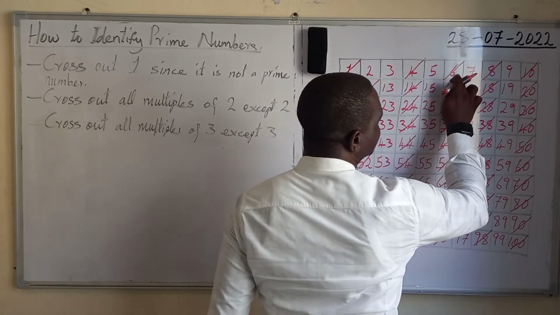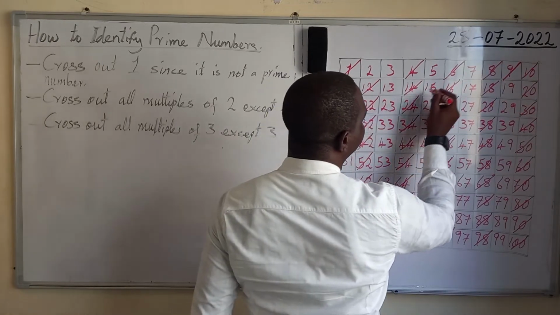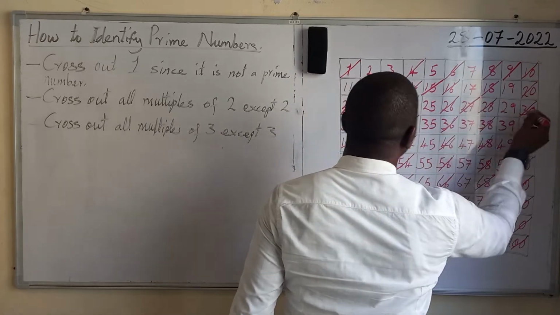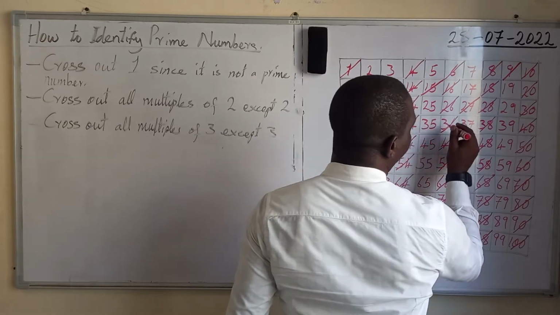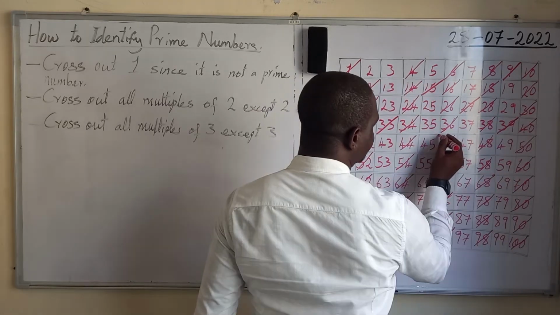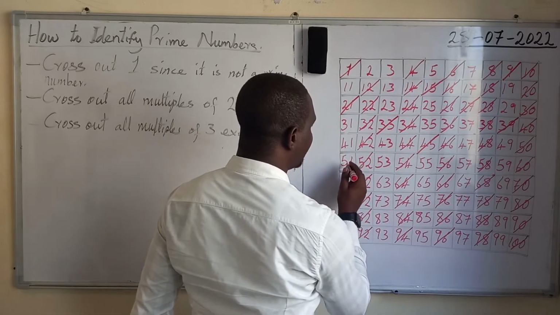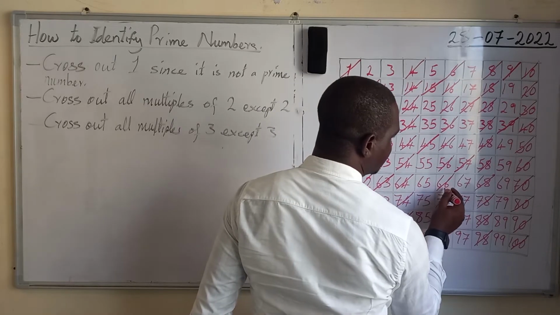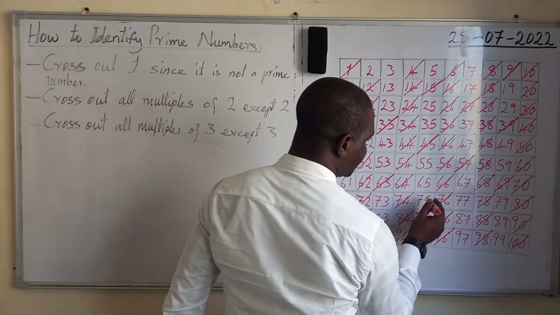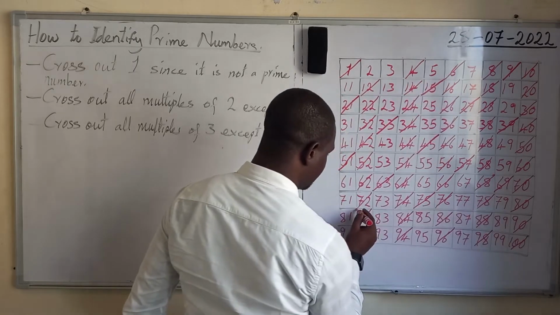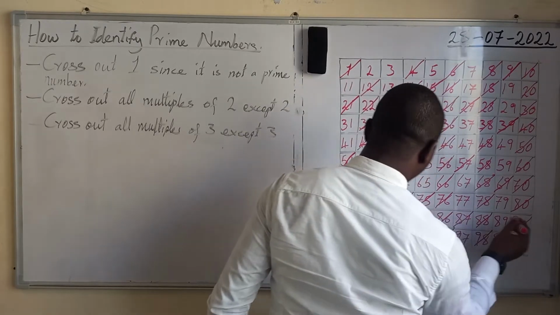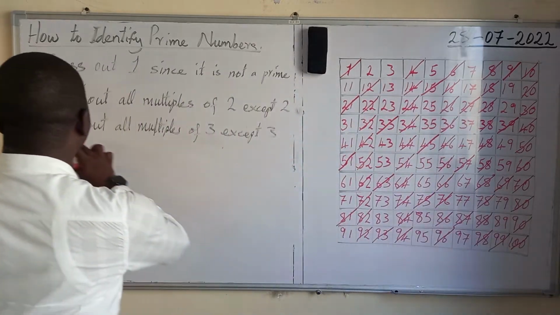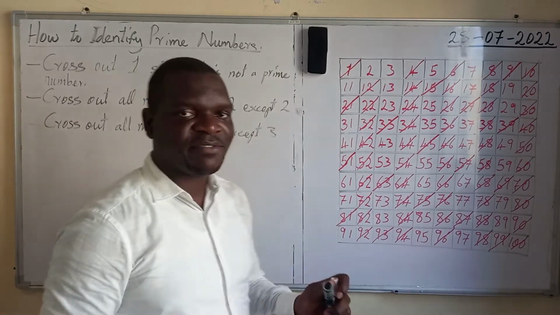So the next is 6, crossed already, 9, 12 already done, 15, 18 already done, 21, 24 already done, 27, 30 already done, 33, 36 already done, 39, 42 already done, 45, 48 already done, 51, 54 done, 57, 60 done, 63, 66 done, 69, 72 done, 75, 78 done, 81, 84 done, 87, 90 done, 93, 96 done, 99, we cross it. So for 3, all the multiples of 3 except 3 have been crossed out.